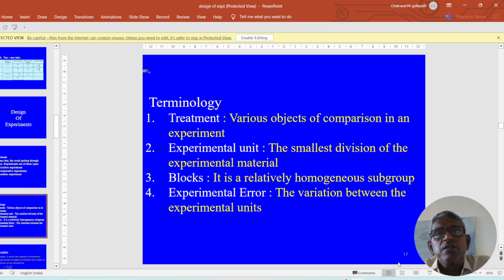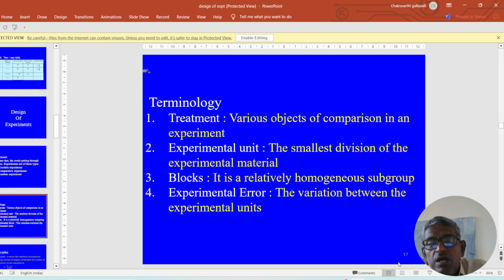In this we are using some basic terminology. The first one is treatment. The various factors we are considering for comparison are called treatments. Experimental unit: the entire experimental material is divided into small components called experimental units. Blocks: blocks means relatively homogeneous subgroups. The entire material will be divided into homogeneous groups.